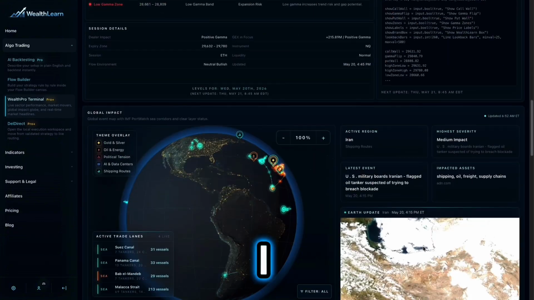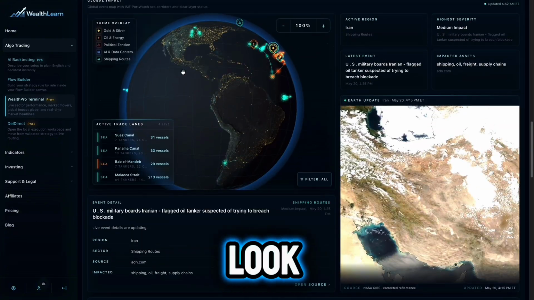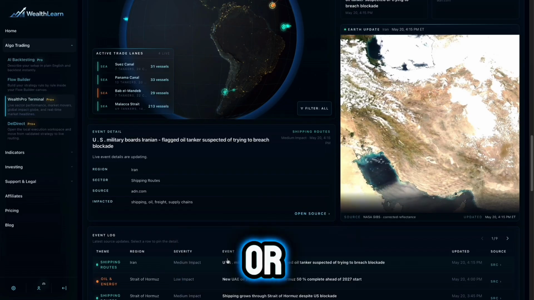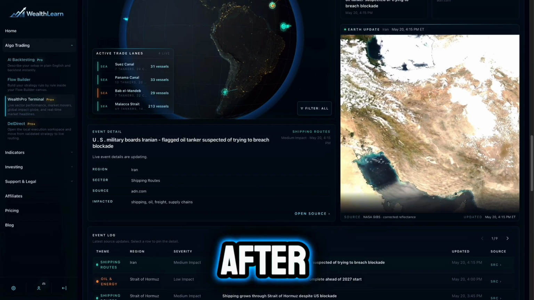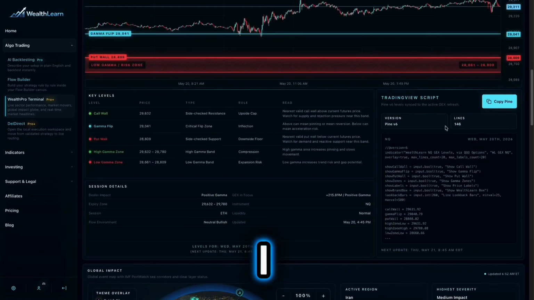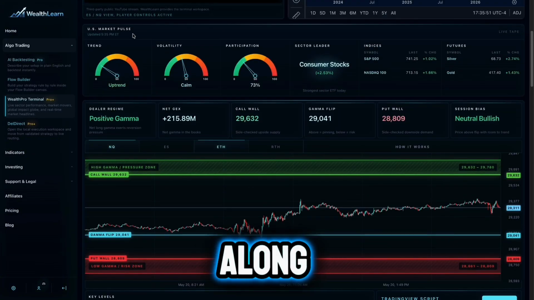I want to know if anything major happened overnight, so I'm going to take a look at the global impact over here, see were there any major headlines that could explain overnight price conditions or that could potentially have a role in the price conditions after the open. So now that I have a clearer picture as to what's happened in the overnight news headlines, I do want to take a look at our GEX levels along with the market pulse.